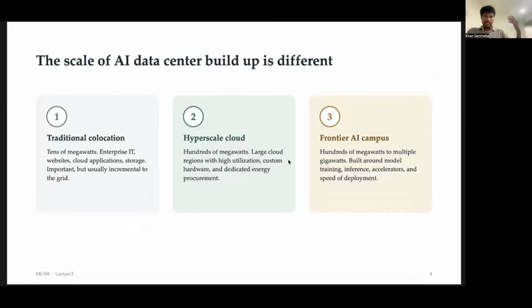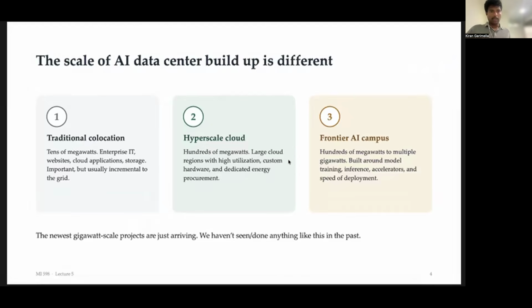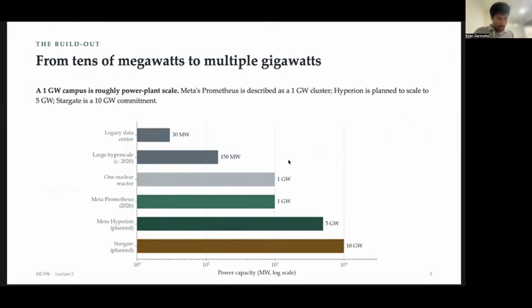That requires these sorts of gigawatt scale data centers that are being developed now. And these gigawatt scale data centers are just arriving, and we haven't seen or done anything like this in terms of infrastructure, compute power, and all of this in the past. And this build out is really, really massive. If you put it on a plot, it looks like this. A 1 gigawatt campus is roughly power plant scale. So if you have a huge nuclear power plant, that's 1 gigawatt of power produced by that. And there's this Meta Prometheus data center that is being built that uses around a gigawatt of energy. That's so much energy that it is just unbelievable in terms of what we are used to.